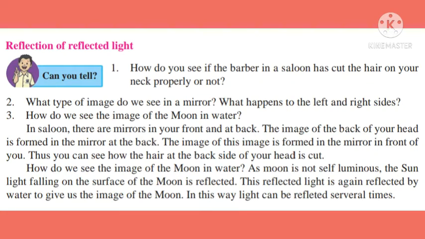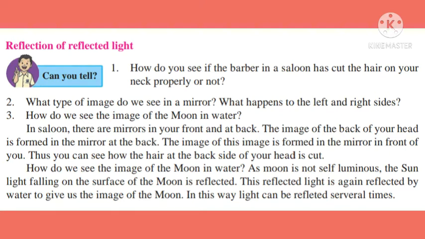Reflection of reflected light. Can you tell how you see if the barber in a salon has cut the hair on your neck properly or not? In a salon, there are mirrors in front of you and at the back. The image of the back of your head is formed in the mirror at the back. The image of this image is formed in the mirror in front of you. Thus, you can see how the hair at the back side of your head is cut.